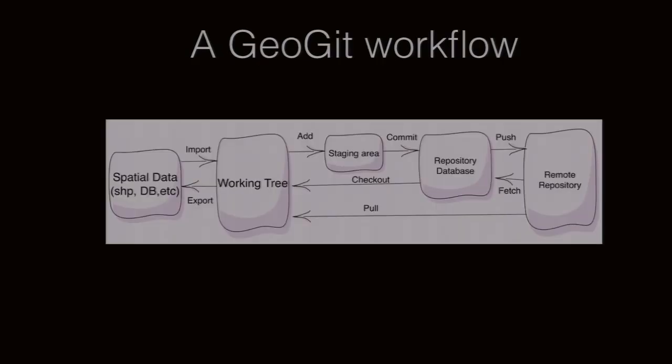So what does a GeoGit workflow look like? In summary, it looks something like this. We have what we call the working tree. This is your working area where you modify your data sets. You're doing your editing with your tool of choice. And you add those changes to what we call a staging area and then commit them to the repository. The repository database is what keeps track of all the changes, all the history for your geospatial information. There are a few operations that you see there. You add to the staging area. Those things are ready for committing to the repository.